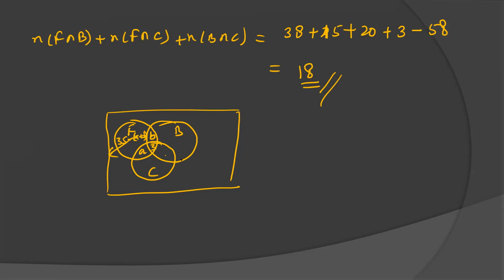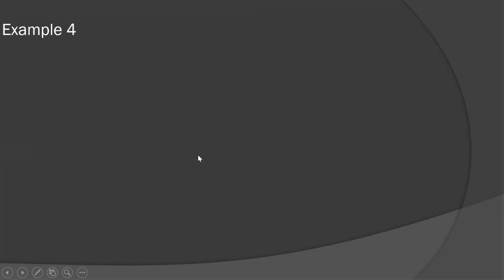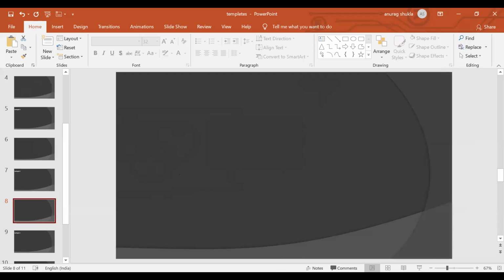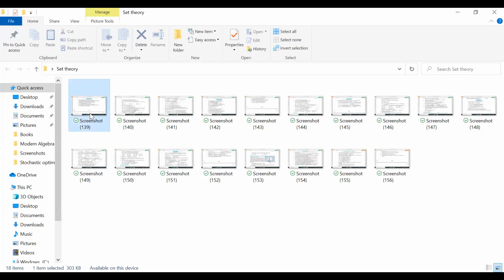Now I'm going to tell you the exercise here. The exercise is very easy. I'm giving you some questions related to this chapter, set theory. So you all can follow this, and this is the assignment for you. So these are the assignments.